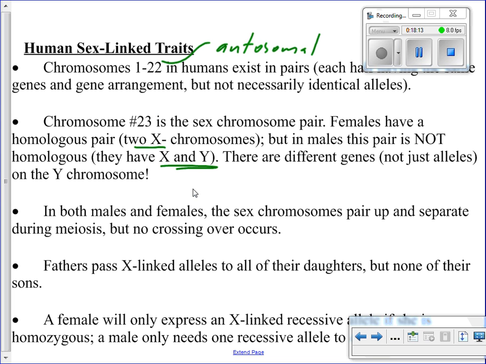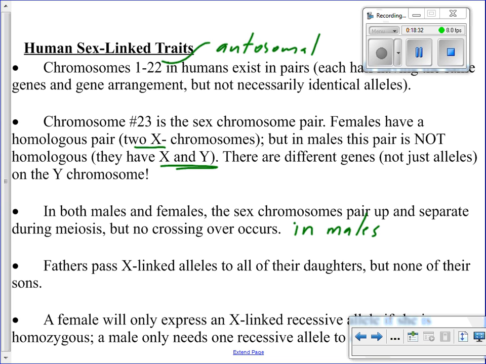Both male and female sex chromosomes do pair up and they do separate during meiosis, but there is no crossing over that occurs, at least that is the case in males. There is no crossing over that occurs between the X and the Y chromosome. In females, there is crossing over between the two X chromosomes.